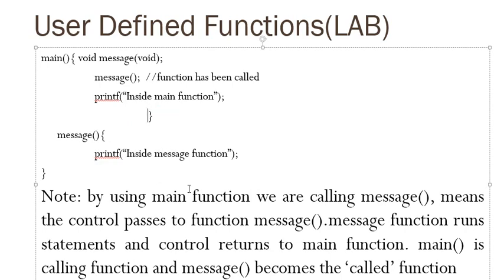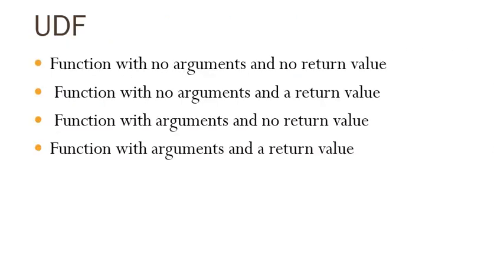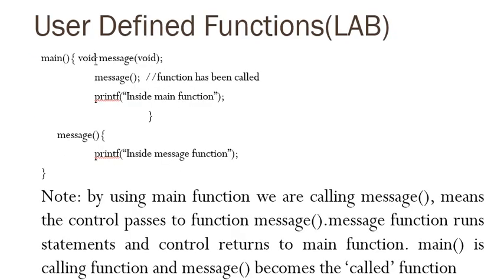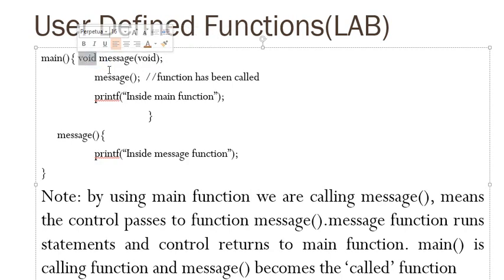So here is a function in a user-defined function. As in this case, you can see that there is no argument and there is no return type. So a user-defined function may contain no return type and no argument. This is the first form of user-defined function.